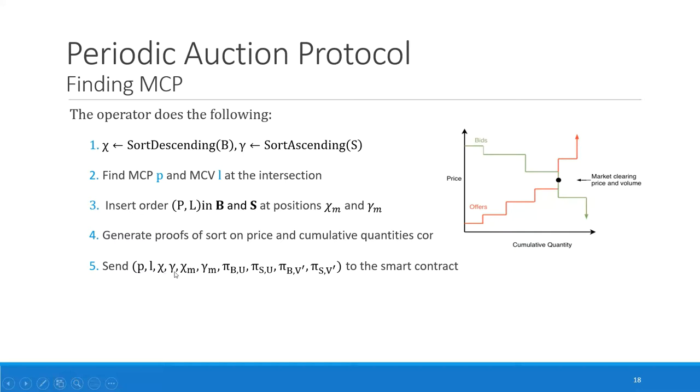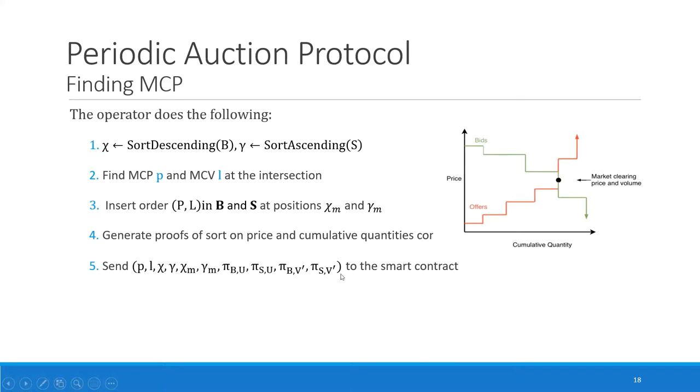Then the operator is going to send the market clearing price, market clearing volume, the positioning vectors chi and gamma, and also the positions of the market clearing price commitment or that order. Let's say chi m, which is the position in the buy orders, and gamma m, which is the position for the market clearing price order in the sell orders.